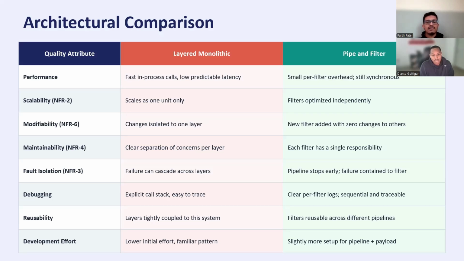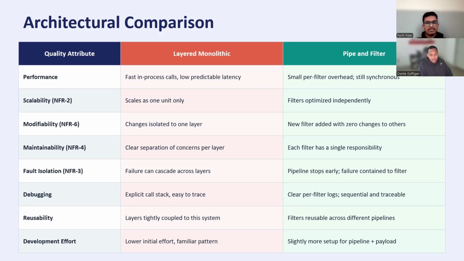And for scalability, let's take an example that if 100 users submit their resumes concurrently, the layered monolith must replicate the entire Spring Boot application just to handle the extra AI scoring load. Whereas in pipe and filter, we could scale only the AI scoring filter independently. So it is comparatively easier to handle scalability in pipe and filter architecture, because we just need to add one more filter on top of that.